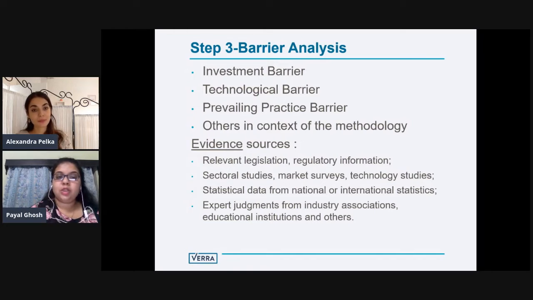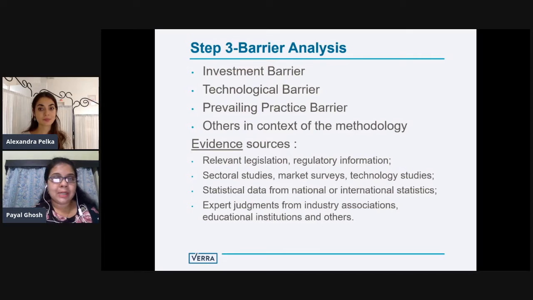It could be investment barriers, it could be technological barriers, or it could be barriers due to the prevailing practice. For example, in a region where there is a lot of political unrest, or say, if there is not a properly developed grid and a project proponent is providing solar PV to provide off-grid electricity, then it is clearly a barrier analysis, and citing a prevailing practice barrier could also be very apt.